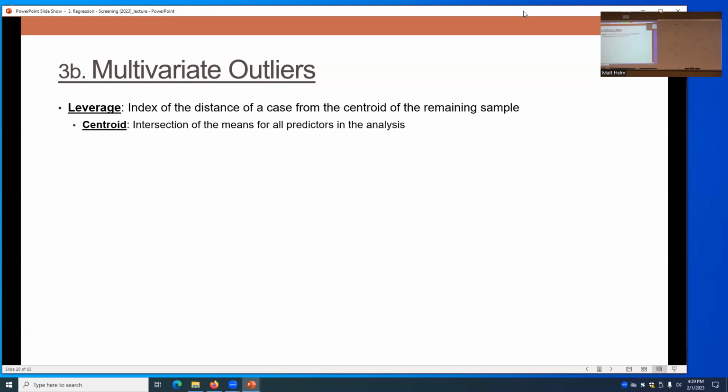Is leverage different than, I don't know how to say it, Mahalanobis distance? Yeah, we're going to talk about that. Mahalanobis distance is a version of leverage, and we'll talk about different ways of representing those.